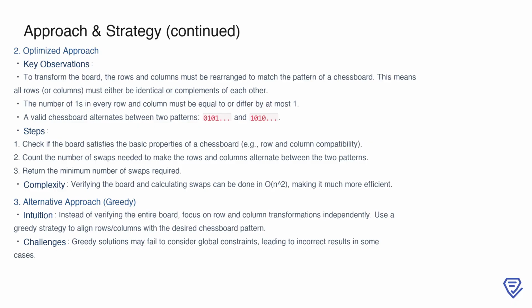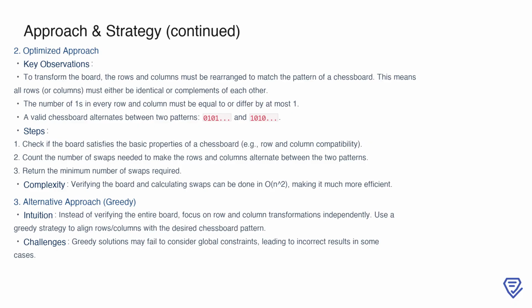Another critical property of a valid chessboard is that it alternates between two patterns, one starting with 0 and the other starting with 1, such as 0101 and 1010. Using these insights, the optimized approach proceeds in 3 steps. First, we verify that the board satisfies these fundamental properties. Next, we count the number of swaps needed to rearrange rows and columns to match the alternating patterns. Finally, the minimum number of swaps required is returned.